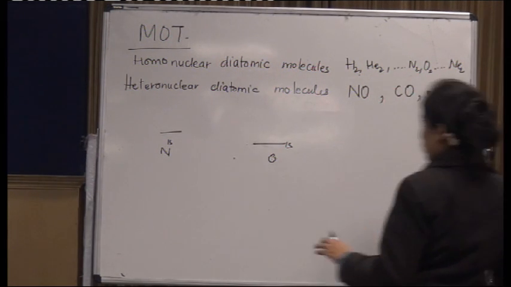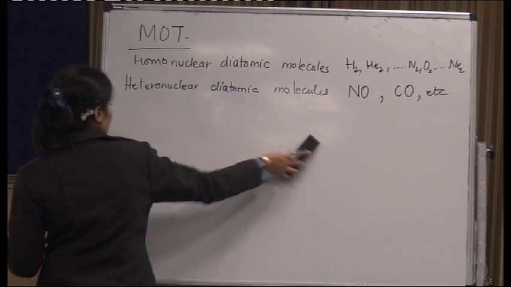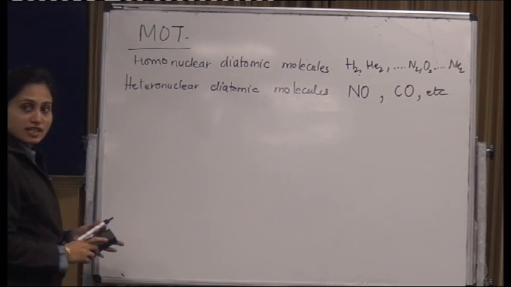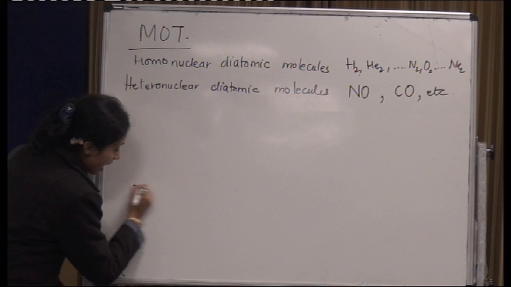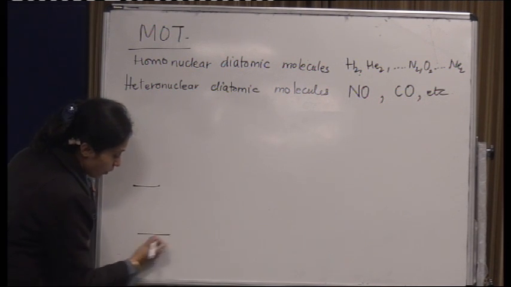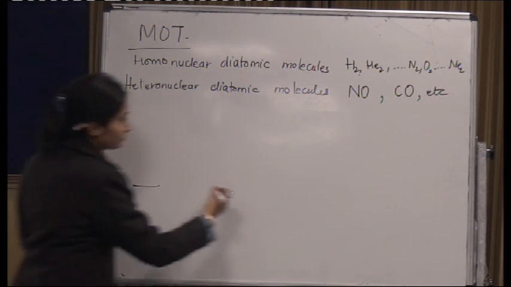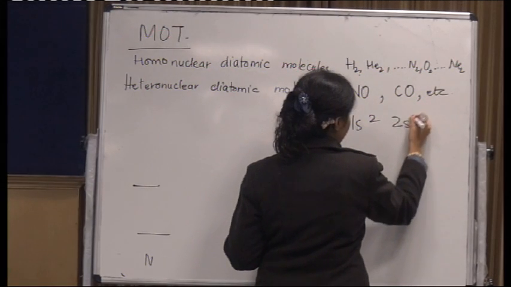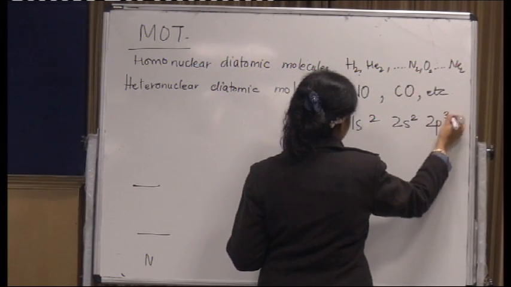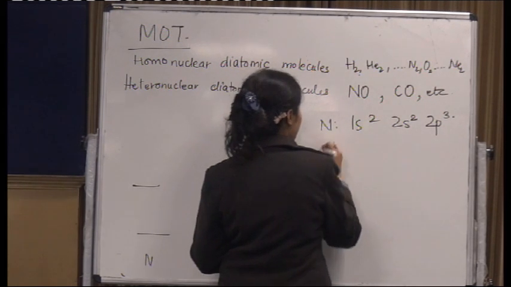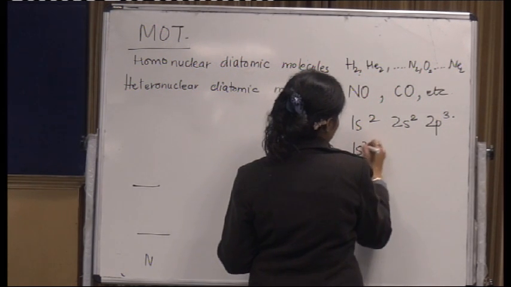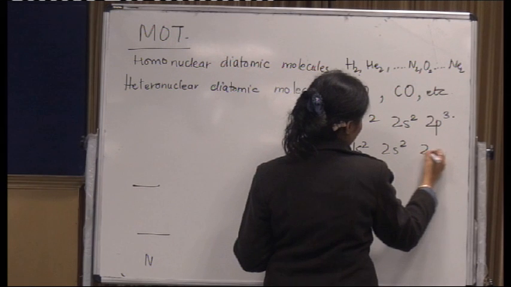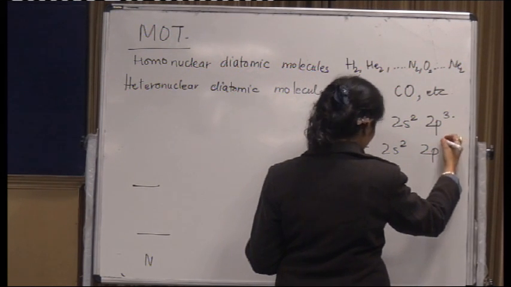दूसरा, the rest of the molecular orbital diagram looks exactly the same. See, what is nitrogen? Nitrogen is 1s2, 2s2, 2p3. What is your oxygen? It is 1s2, 2s2, 2p4.